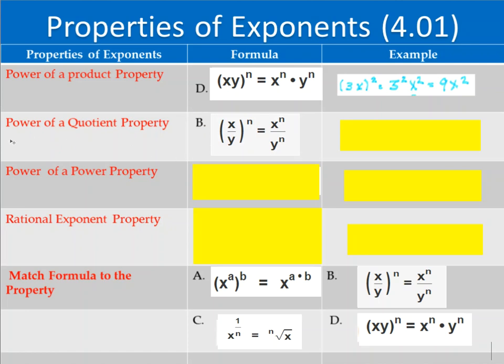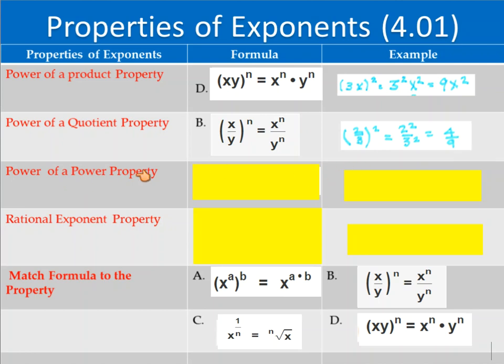So it's x divided by y raised to the n power, hence the word quotient means dividing. So you distribute the n into each of the numerator and the denominator, so it's x to the nth power divided by y to the nth power. And then that would look like this. So 2/3 raised to the second power, distribute the 2 into each of the numerator and denominator, and you get 2 squared divided by 3 squared, so then your answer would be 4/9.